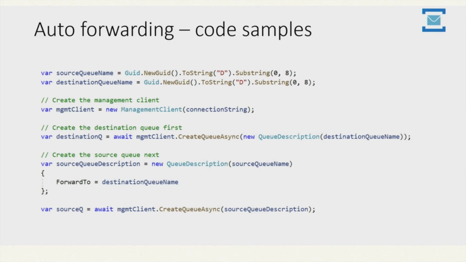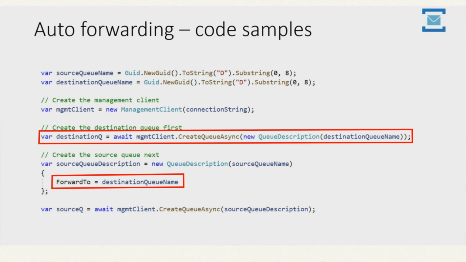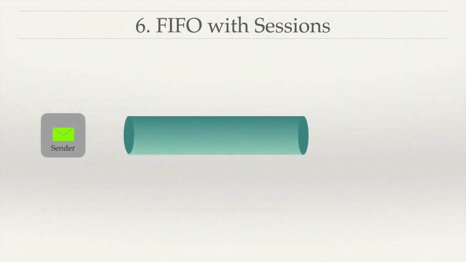which will be received at the receiver end from those subscriptions. So this is the auto forwarding code sample, where you are defining two different queues. Before you define the source queue, first we define the destination queue, and once you define the destination queue, you define the source queue and say, okay, this is my source queue, and the queue description says the message is going to be forwarded to the destination queue. Like this, this is the code sample.